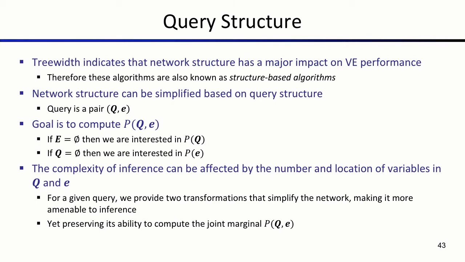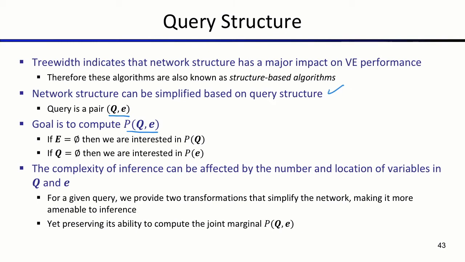So the general idea is that the network structure can be simplified based on the query structure. That is very important. We cannot simplify the network in general. We can simplify a network given a query. And based on this query, we simplify the network in a way that we will still have the same answers for that query. So the query will be a pair Q and E, where Q are the query variables and E is the evidence. And we want to compute the probability of Q and E together.